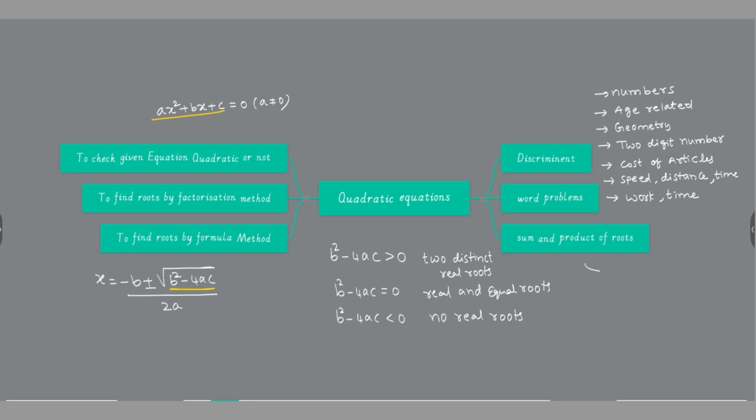Here also you will have sum and product of roots, the same as whatever we followed in quadratic polynomials. Here also the same concept we have to follow. This is about quadratic equations. In this, very important concepts are finding the zeros by formula or factorization method, then discriminant, then word problems. If you are perfect in these three, quadratic equations is done.